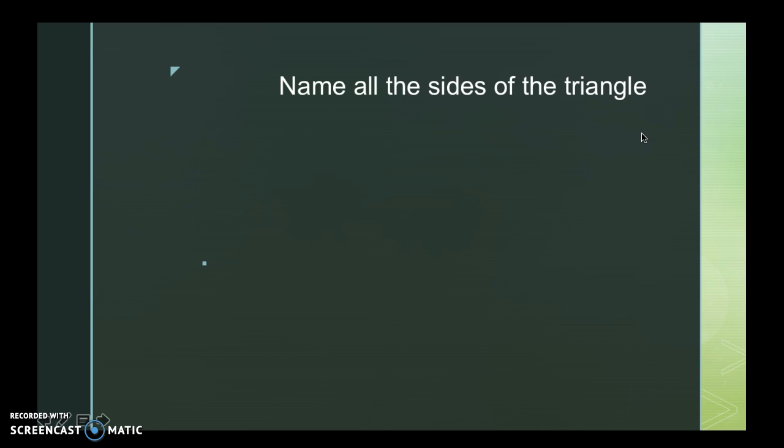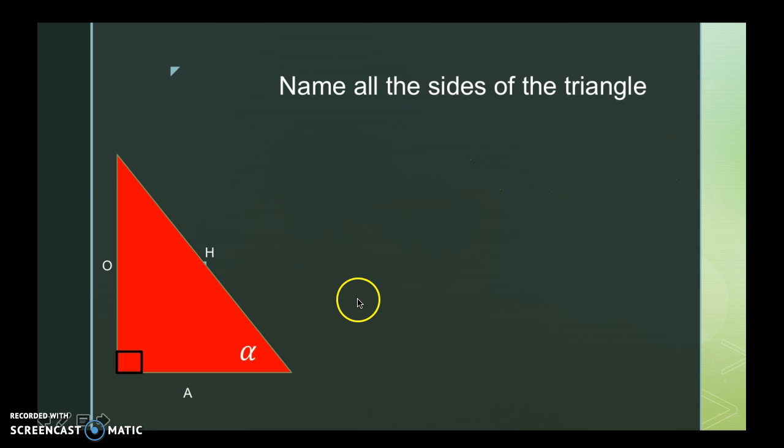Now you're going to practice. Name all 3 sides of the red triangle. Where is the opposite side, where is the hypotenuse, and where is the adjacent? Pause the video, write it down, and then hit play to check your answers. Your hypotenuse is across from the right angle and is the longest side. The opposite is straight across from your angle alpha, and your adjacent side is this time at the bottom.